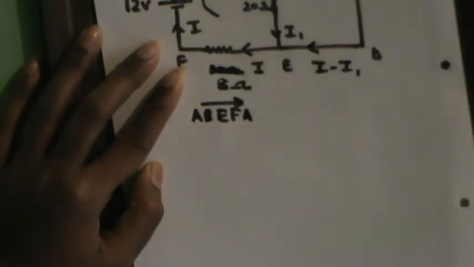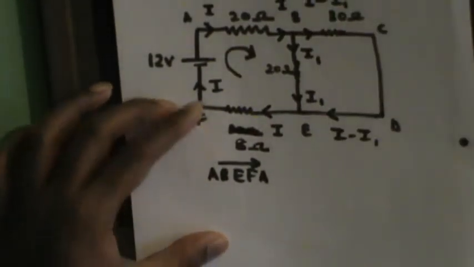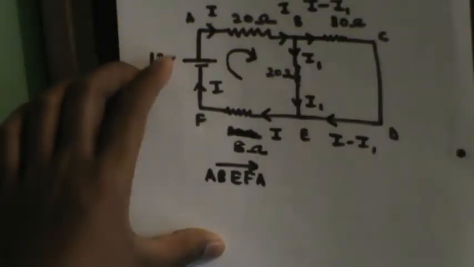So if I consider the loop A, B, E, F, A in that direction, I'll take the internal resistance to be 0, right? Internal resistance has not been given in the problem, so I'll take the internal resistance to be 0. So if the internal resistance is 0, the terminal voltage is equal to the potential difference across the battery. So this is 12.